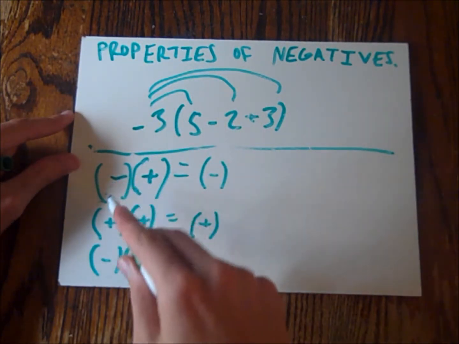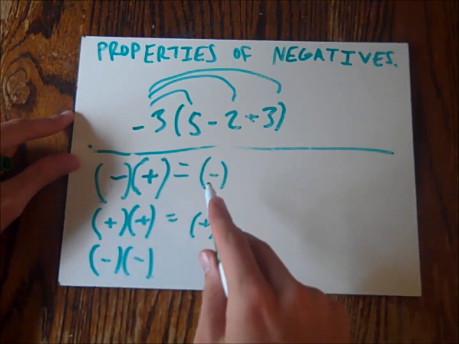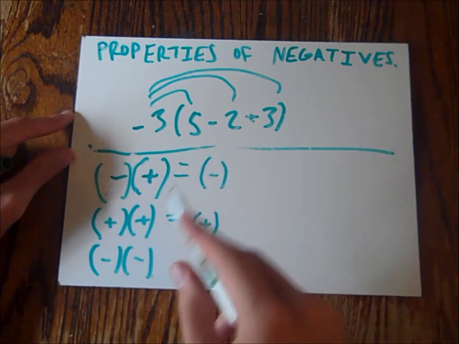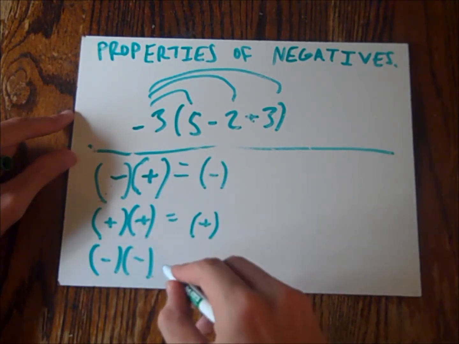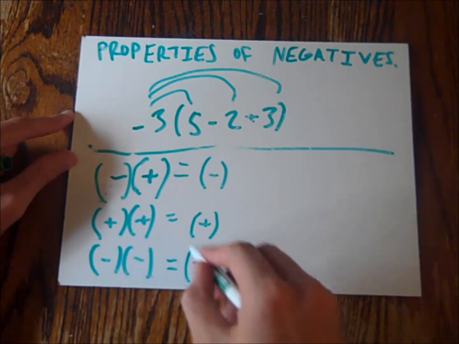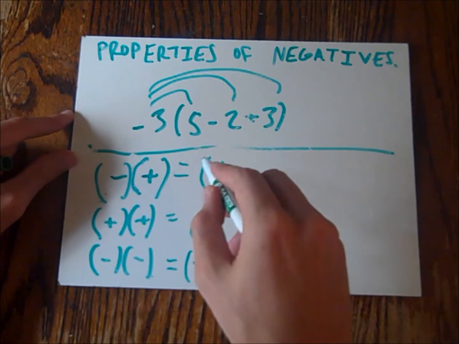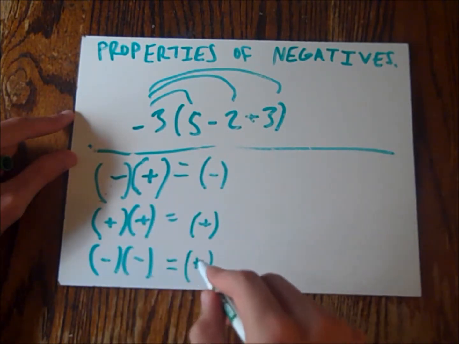Basically, a negative sign times a positive sign always equals a negative sign. And a negative sign times a negative sign always equals a positive sign. So negative times a positive equals a negative. Positive times a positive equals a positive. Negative times a negative equals a positive.